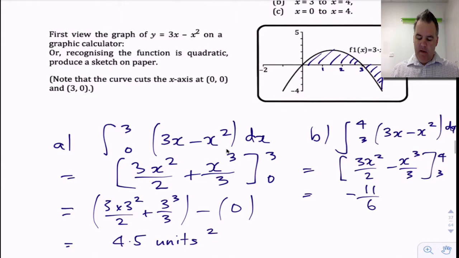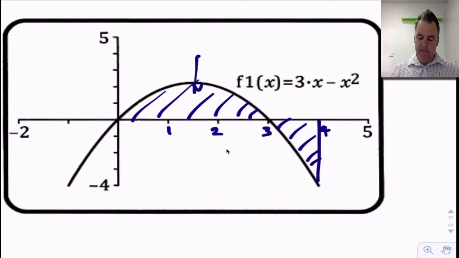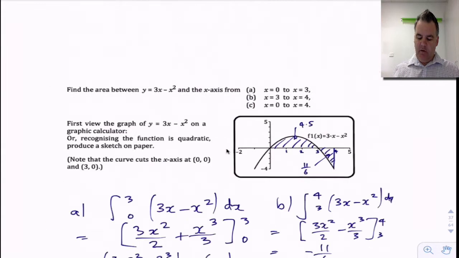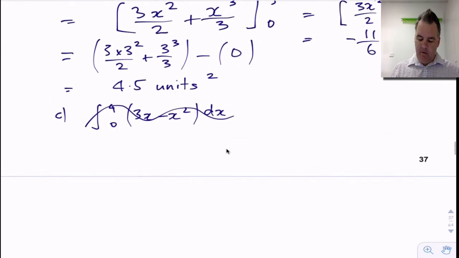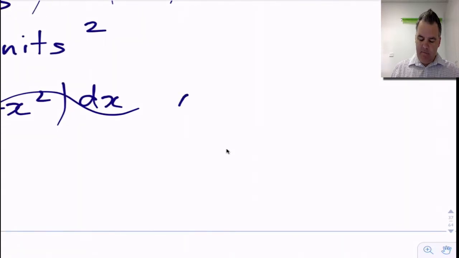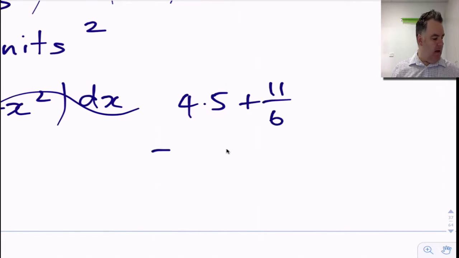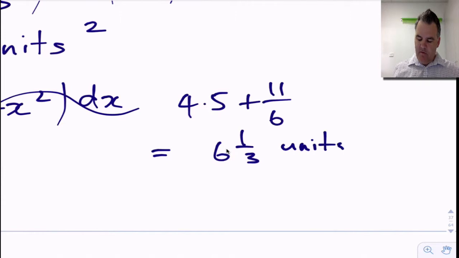So we've got this top area here. We know that's 4.5. We know that the area, the answer to this one here, is 11 over 6. So the total area is we just add those two together. And again, the calculator comes in handy here. I'm totally cheating, and it gives you 6 and 1/3 units squared.